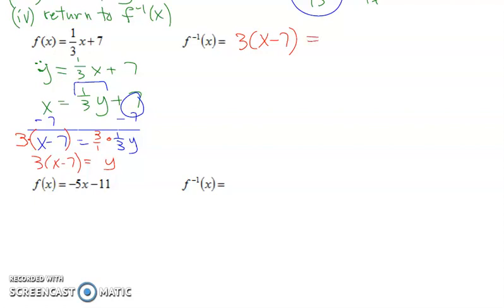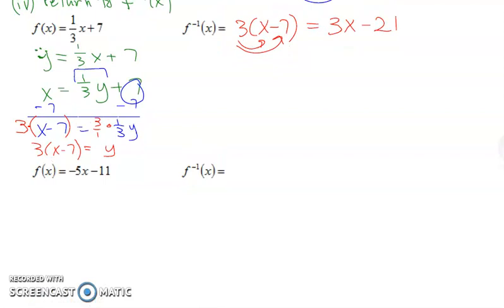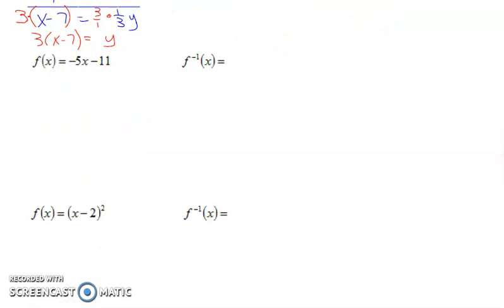Sometimes you might see the answer without the parentheses, and so if you multiply through by the 3, you would end up with 3x minus 21. And that answer is the inverse, but it doesn't look like an inverse because we're expecting that plus 7 to be a minus 7. So just be aware that sometimes in the textbooks you might find an inverse answer that doesn't look like the inverse of the numbers in the original problem, and it usually means there's a parenthesis involved.